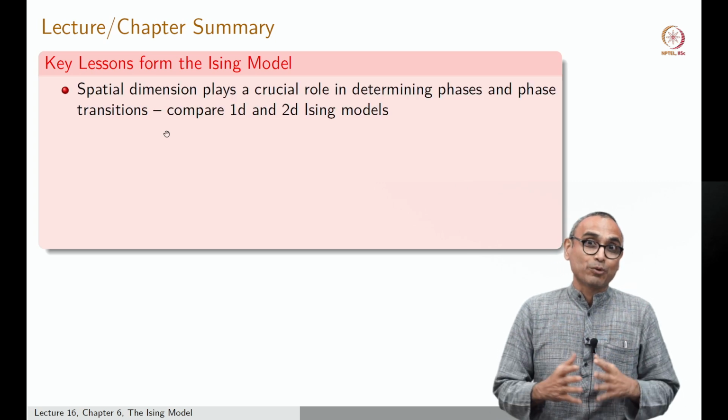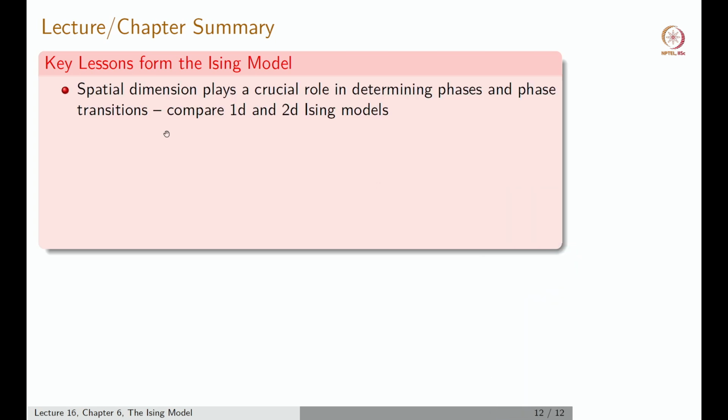So the main thing I would like to impress on you first and foremost is the importance of what role spatial dimension plays in determining phases. The Ising model, as we have discussed in terms of symmetry and energetics and all of that, is the same whether you're in 2 dimensions or 1 dimension. But in 1 dimension, you do not get an ordered phase at any finite temperature, whereas in 2 dimensions you do get one. So you realize that spatial dimension plays a critical role.